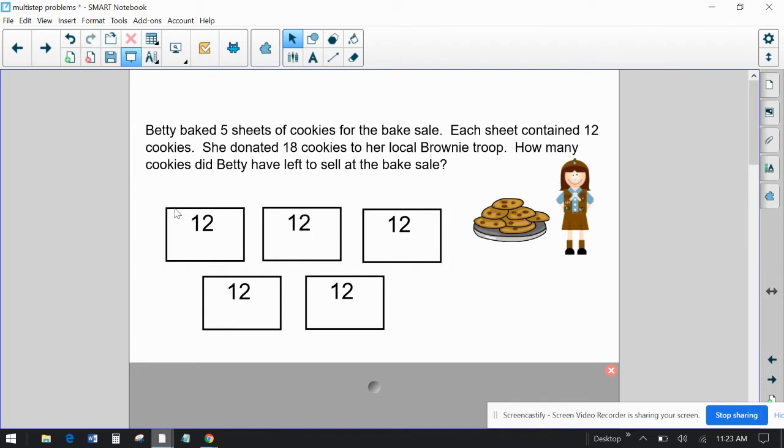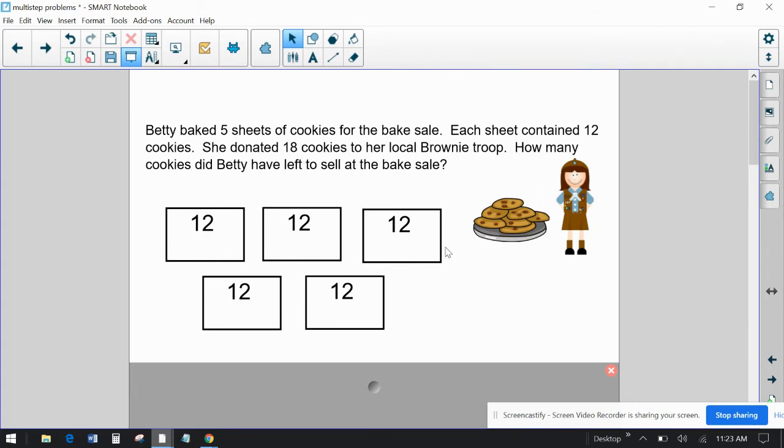You don't have to write the number 12. You could actually draw 12 circles if you want. I just think writing the numbers sometimes takes less time. It's a little more efficient. Now, we're not done. Just because we can figure out how many cookies she made, we still have another step. She donated 18 cookies to her local brownie troupe. So we have to remember to come back and do this after we solve how many cookies she made first.